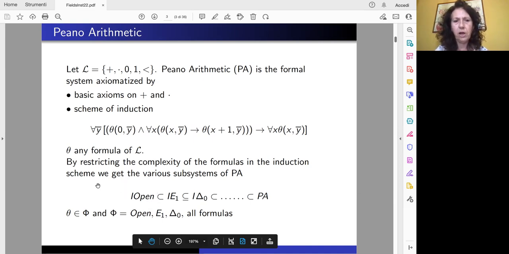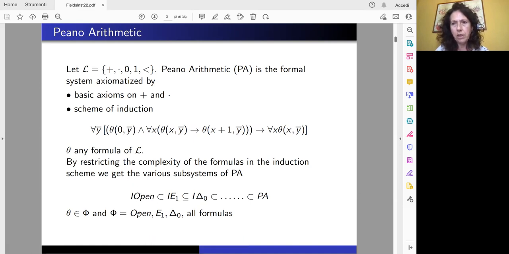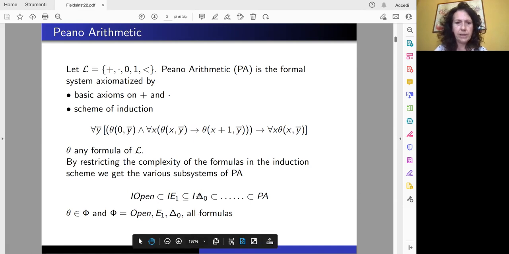Certainly the bottom one, IOpen, has induction only on formulas without quantifiers, while IΔ0 has induction on formulas with bounded quantifications. But this is not so crucial at the moment.